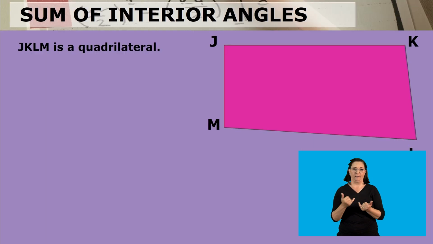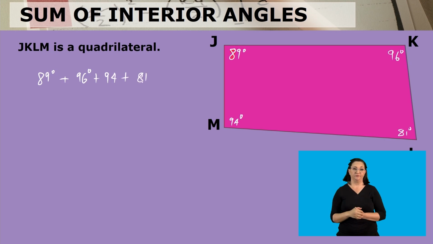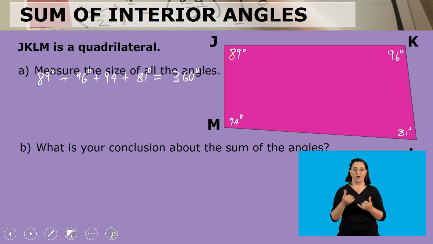Okay, let's write them in. This is angle 89 degrees. This is angle 94 degrees. And this is angle 96 degrees. And this is angle 81 degrees. And when you add all of them, it would be 89 degrees plus 96 degrees plus 94 degrees plus 81 degrees. And that should give you 360.